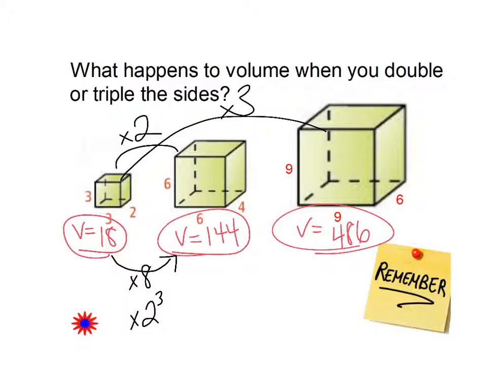Okay, so let's try that again. What if you go from the 18 over to the 486? So I'm going to take 486 and divide it by 18. And I get 27. So that's a times 27. But 27, you may not realize, is really 3 cubed. So let's look at this. If you double the sides, then you take the volume times 2 cubed. If you triple the sides, then you take the volume times 3 cubed. If I quadruple the size, if I did a times 4, then I'd be taking this times 4 cubed.